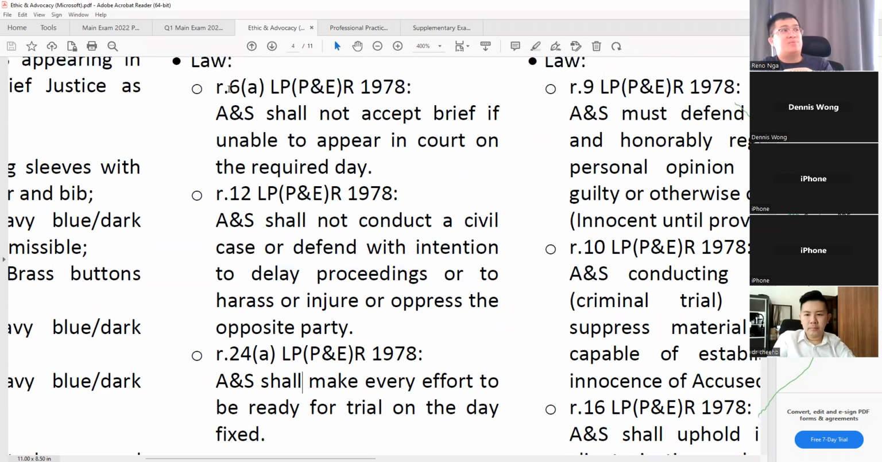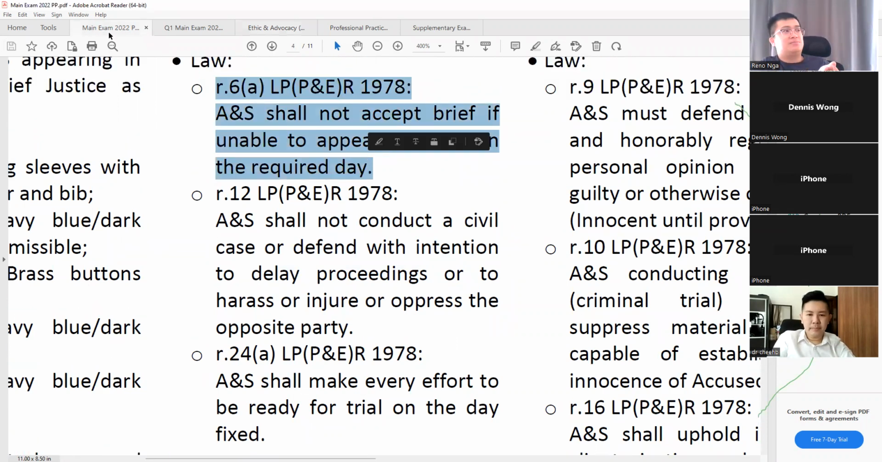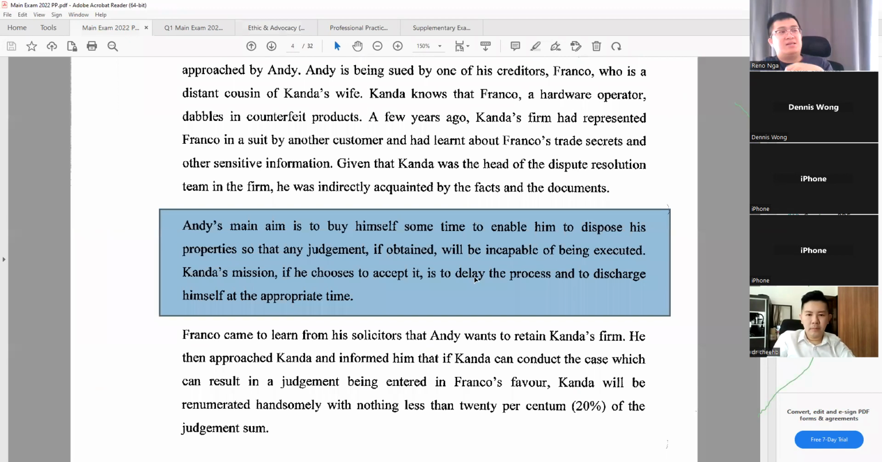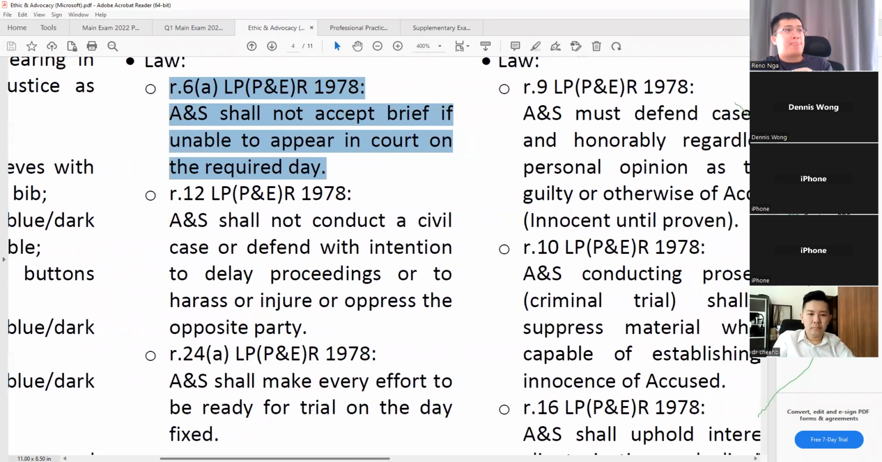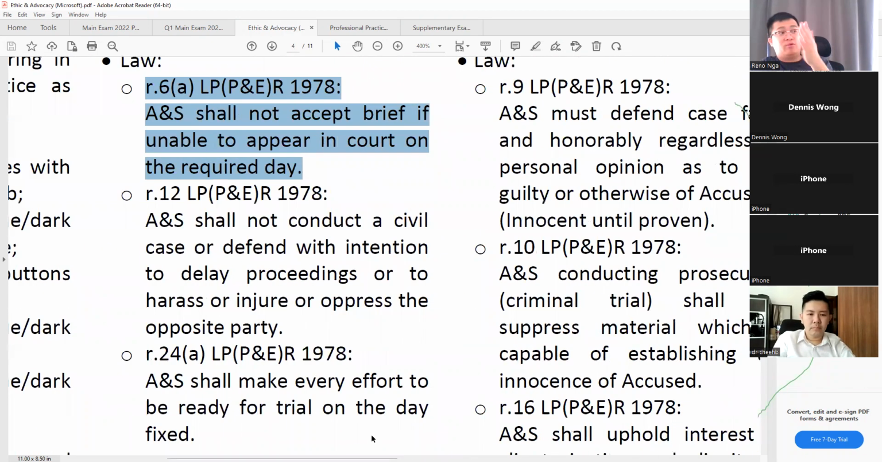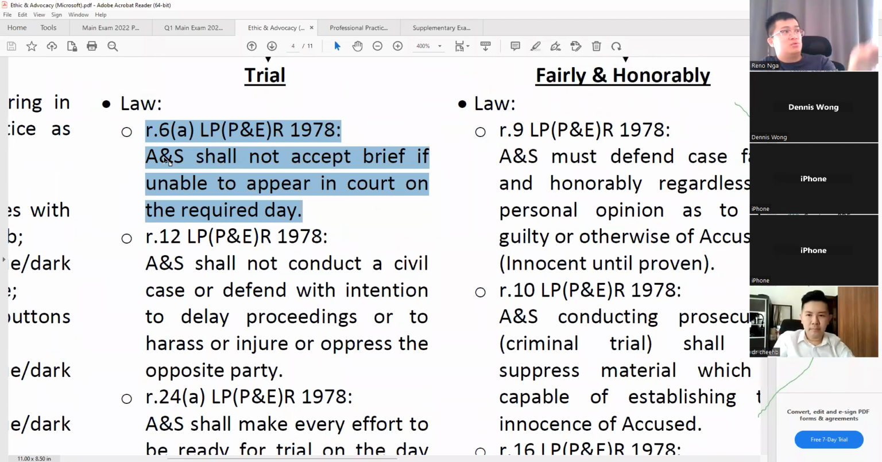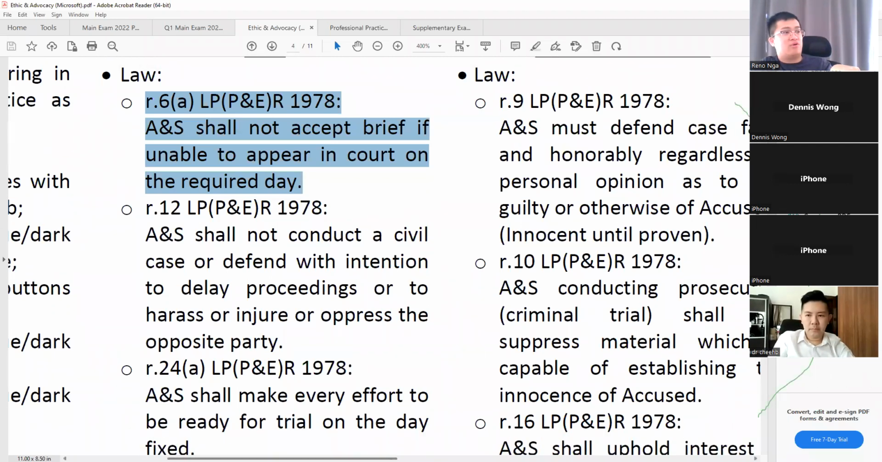And also, just now I mentioned Rule 6. Because right now they say to delay and then discharge himself at the appropriate time. So then we should start to say, hey, you shouldn't discharge yourself easily. You should make sure you can take up the case. You are able to attend. You cannot find excuses. Okay, so I repeat. I would use Rule 6, Rule 12, Rule 24A.